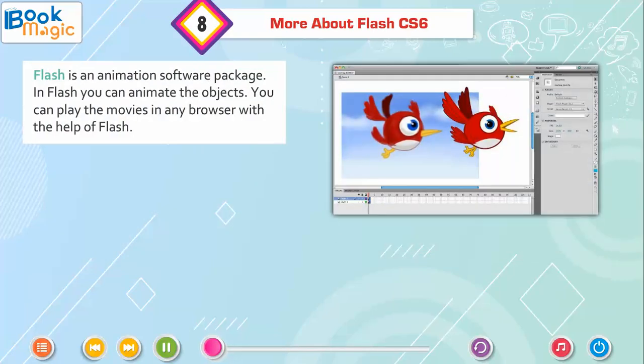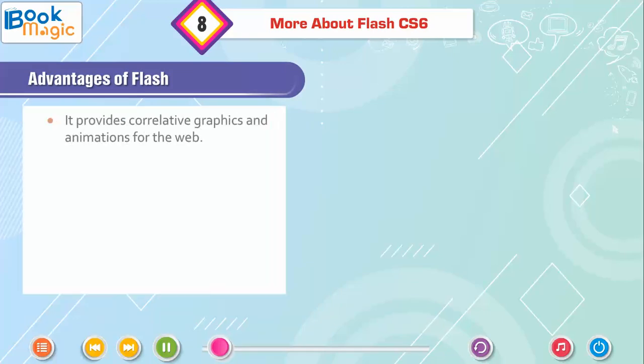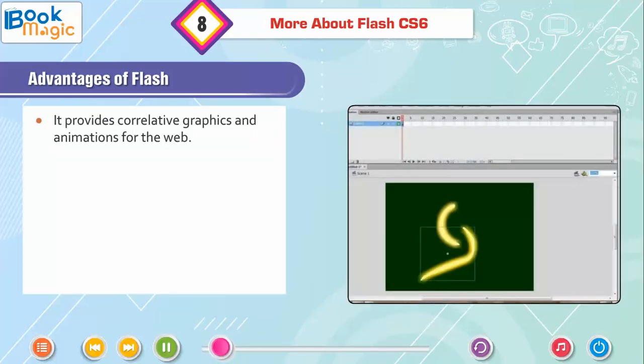Flash is an animation software package. In Flash, you can animate the objects. You can play the movies in any browser with the help of Flash. Advantages of Flash. It provides correlative graphics and animations for the web.